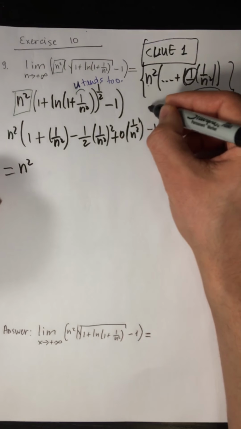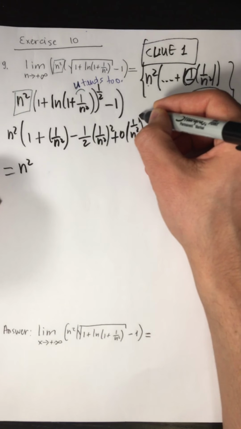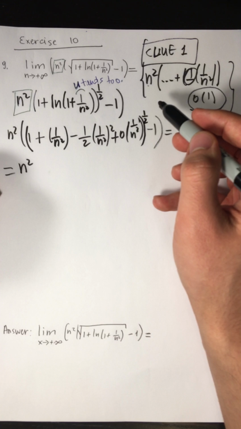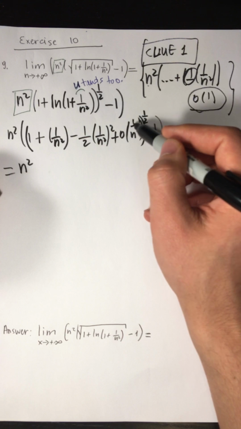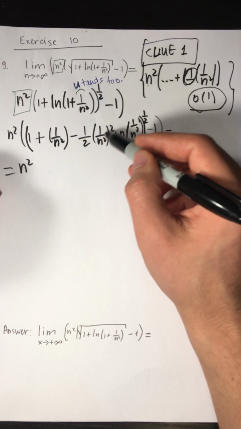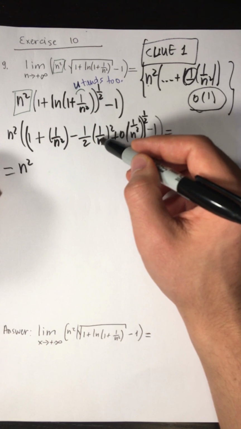N square. Oh, I forgot something here. What is it? This 1 over 2. Okay, and now the thing is, because I have 1 over n square, I'm looking for the second order. It's gonna be 1 over n to the 4. So I don't need it, so I don't have to write it. So I have this one at the end, 1 over 2 minus 1.